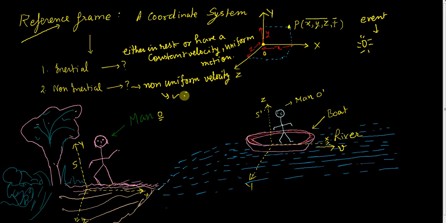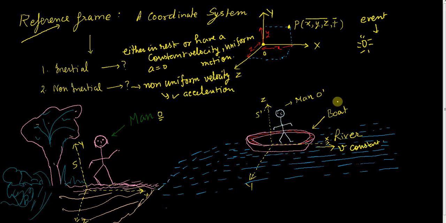Here you will find the acceleration, and in the above case acceleration is 0. So this is a simple identity to find the inertial and non-inertial frame. Here you have to tell, is this frame S prime inertial or non-inertial, while the velocity of the boat is constant.